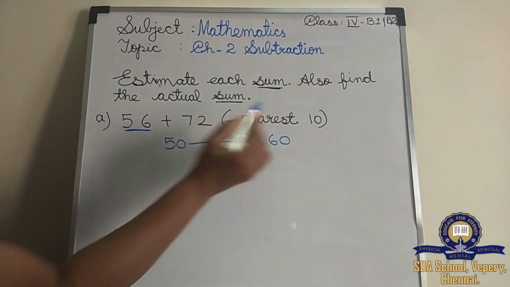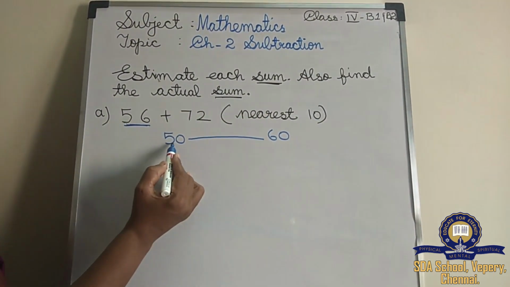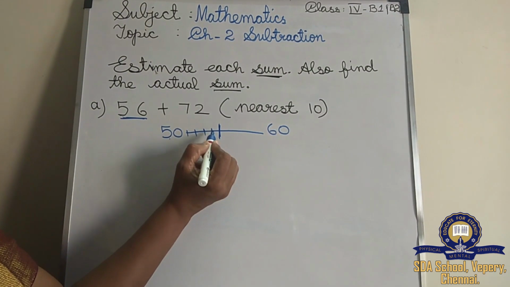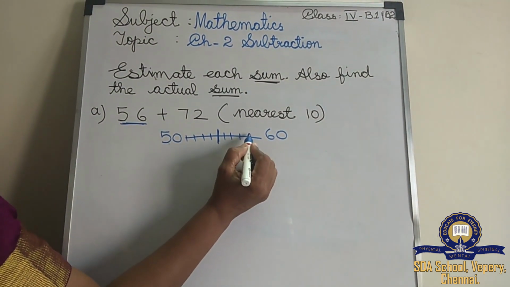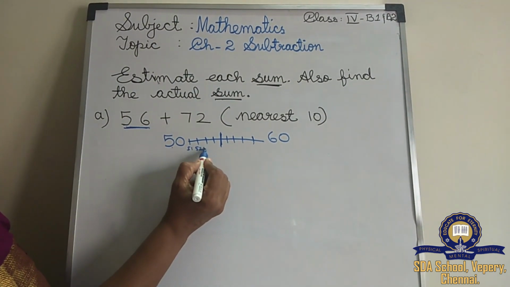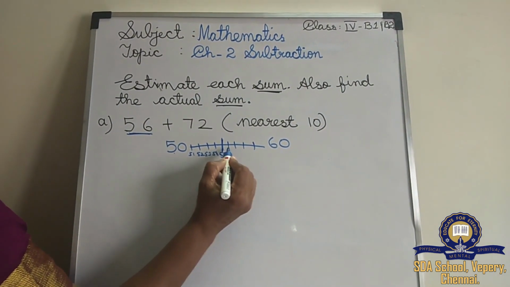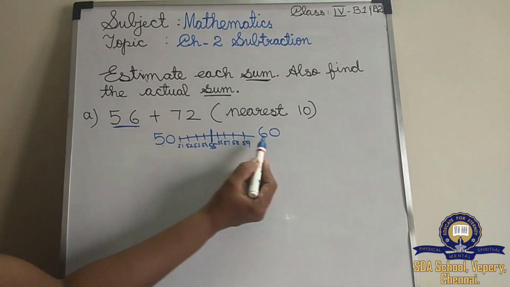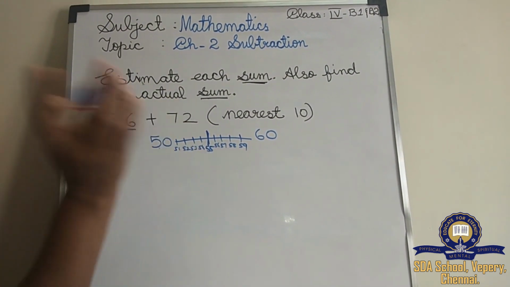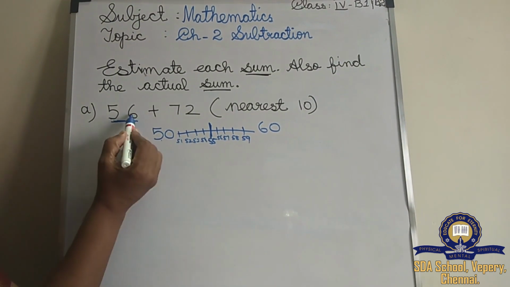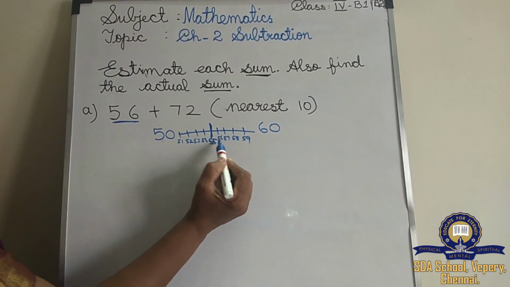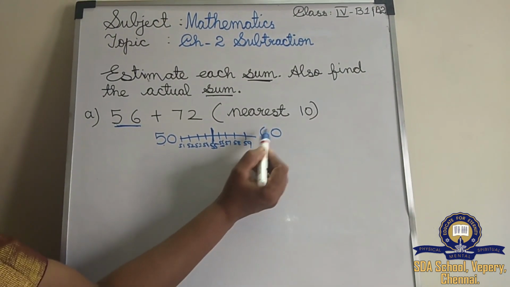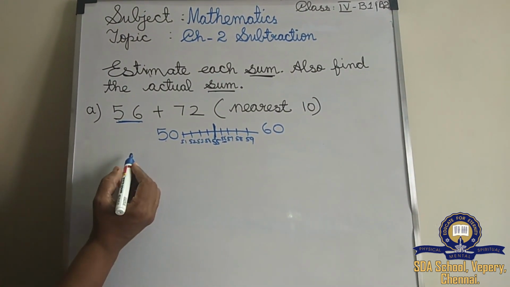See, this is 56. For the nearest 10 only they have asked, so only 10 numbers. See, 50 to 60, and in the middle what will come, children? 51, 52, 53, 54, here 55, 56, 57, 58, 59 and 60. Understood, children? The middle number is 55. So 56 comes after 55, isn't it? After 55, 56 comes. So it's nearest to 60.